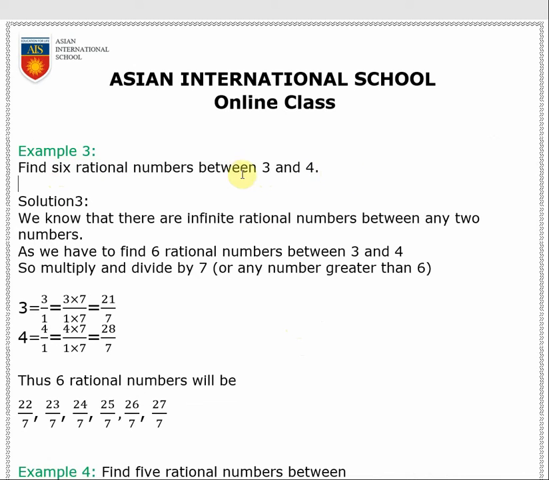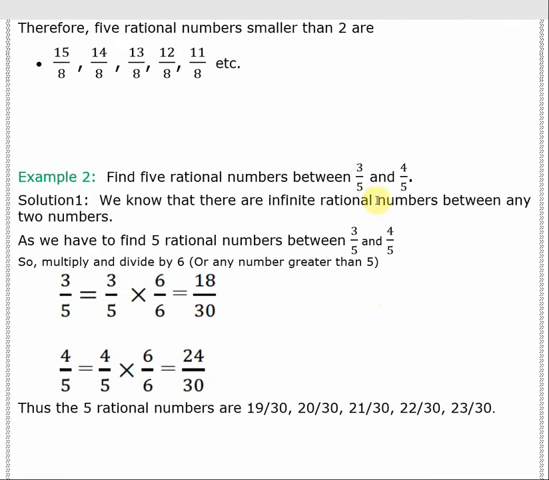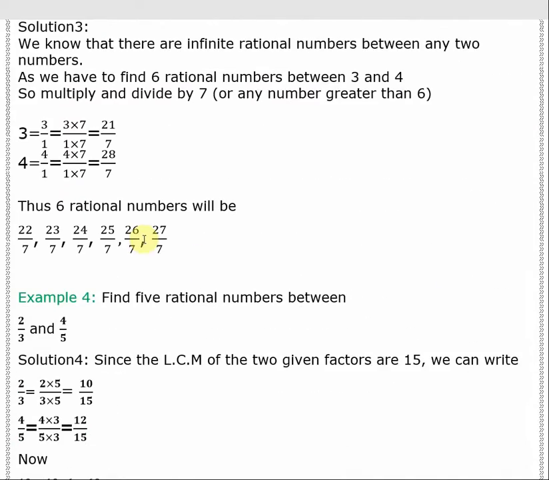Now it may look different, but it is not. 3 and 4 are not fractions. But actually 3 and 4 can be written as 3 by 1 and 4 by 1. If I write 3 as 3 by 1 and 4 as 4 by 1, then the whole sum becomes the same as the previous one, 3 by 5, 4 by 5, denominators same.